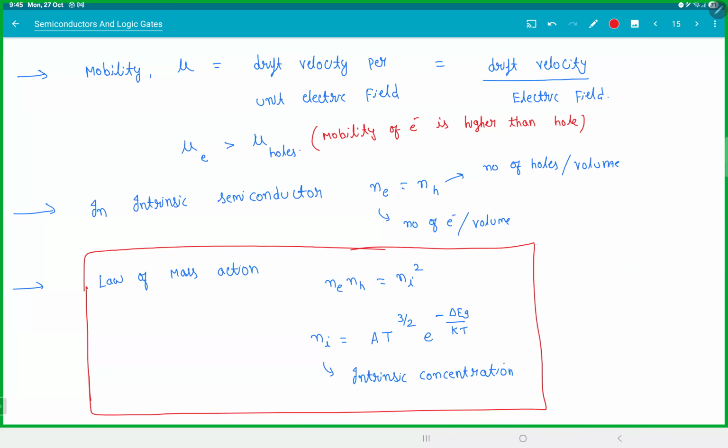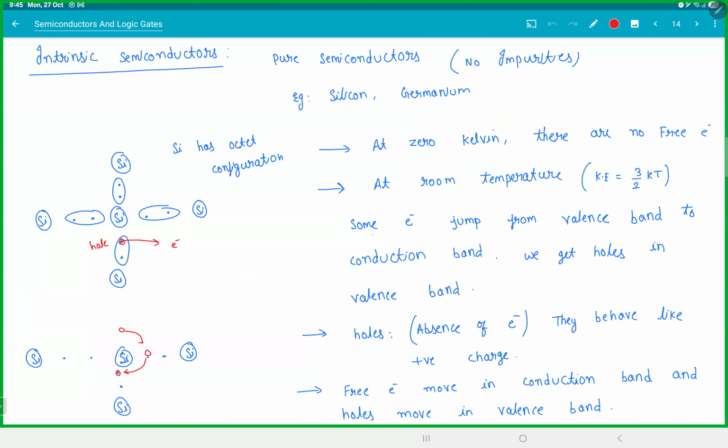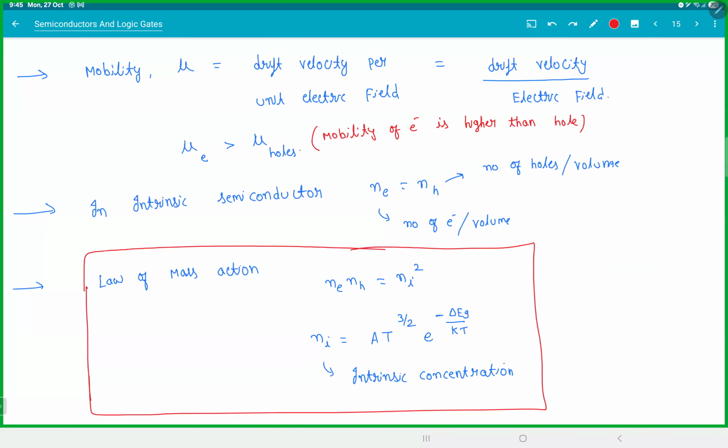So in an intrinsic semiconductor, the number of electrons per unit volume is equal to the number of holes per unit volume, because for every one electron that jumps, you get one hole, isn't it? The electrons and the holes will have the same concentration. This is the important law of mass action. This is a theory which you should remember. This can even be an HSC board question: define law of mass action.